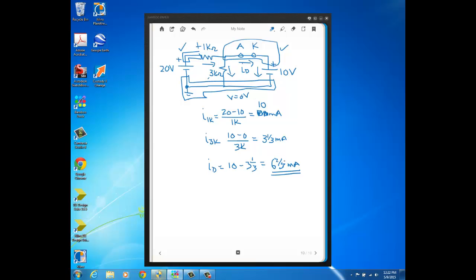Alright, so we'll talk about some common diode applications next, and then we'll get into analyzing circuits where the diode's considered non-ideal. In fact, we'll come back to this problem and analyze it again, treating the diode as non-ideal.